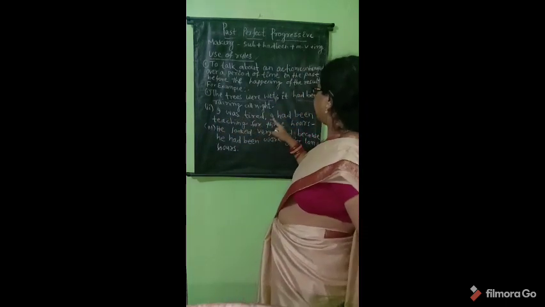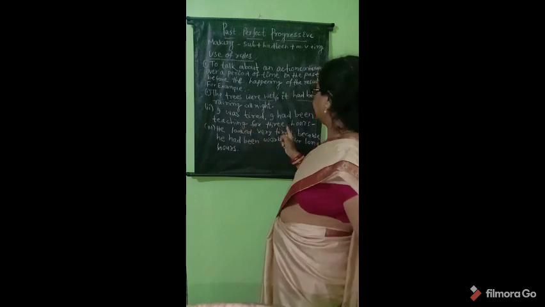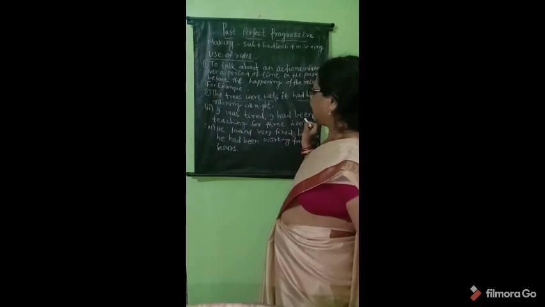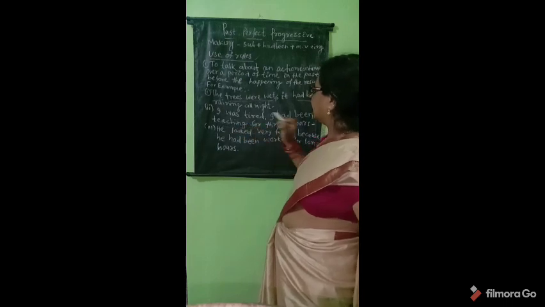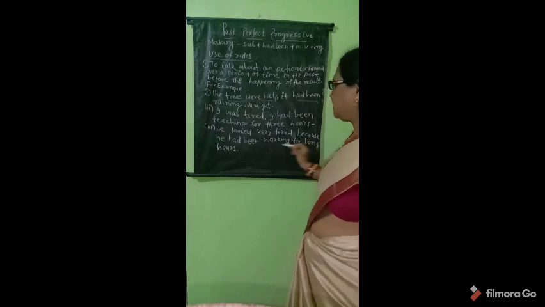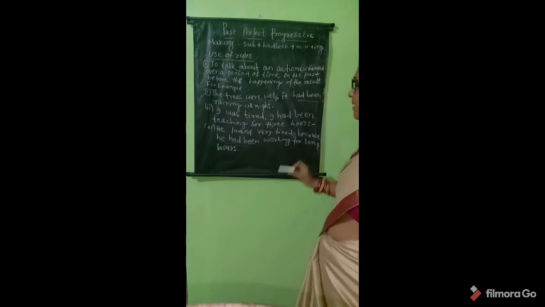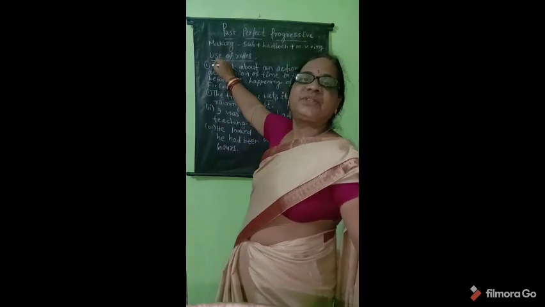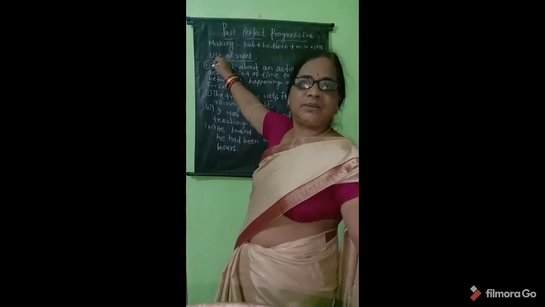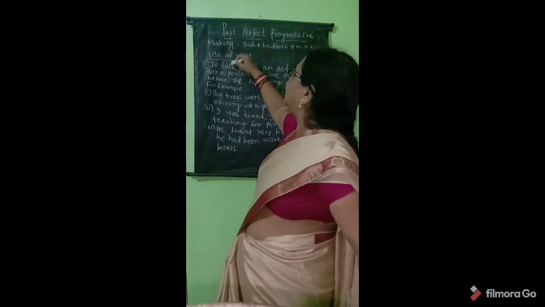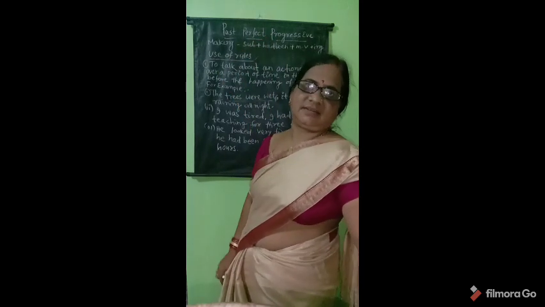I was tired. I had been teaching for 3 hours. He looked very tired because he had been working for long hours. These are the examples of the uses of the first rule. How we use this rule in a sentence.